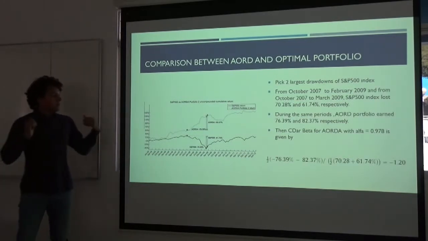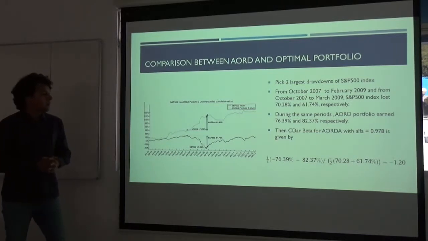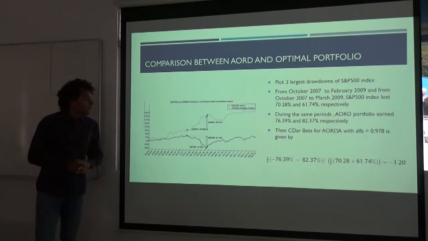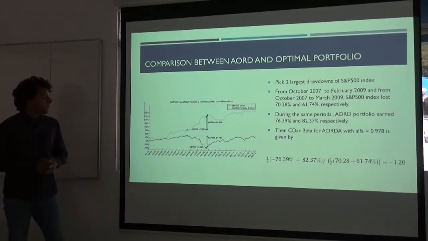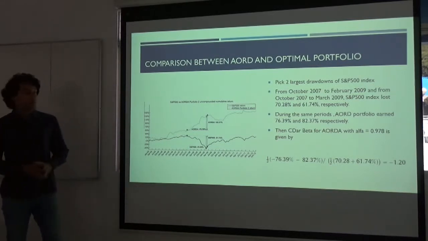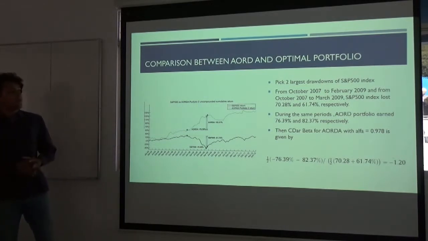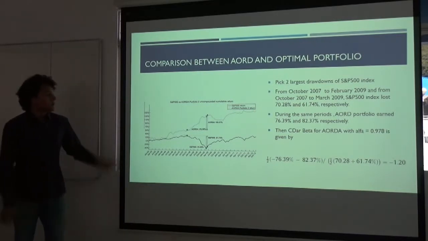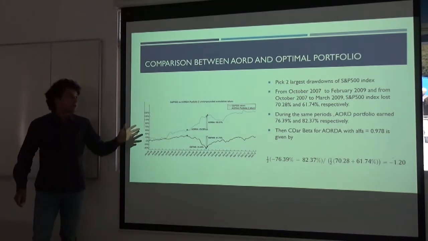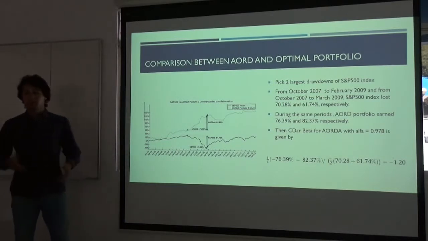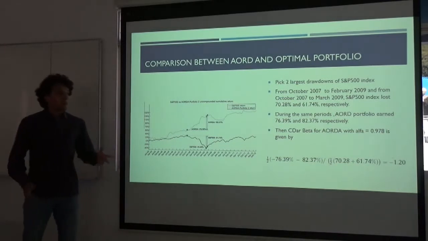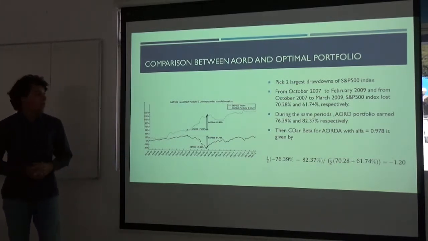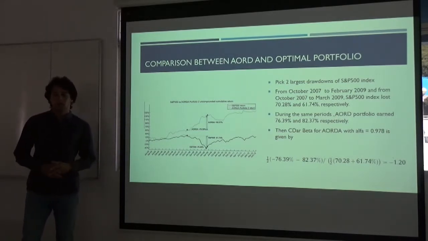So in this case, we're going to calculate the CDR beta. You can see the same figures, but we are going to pick the two largest drawdowns, from October 2007 to February 2009, and from October 2007 to March 2009. The S&P 500 index lost 70.28% and 61.74% respectively. During the same period, our portfolio earned 76.39% and 82.37% respectively. So we can calculate the CDR beta for our portfolio with an alpha equal to 0.9, given by 0.978.